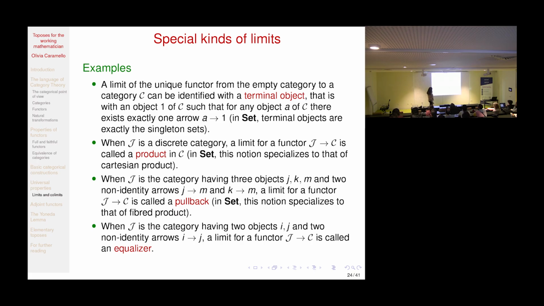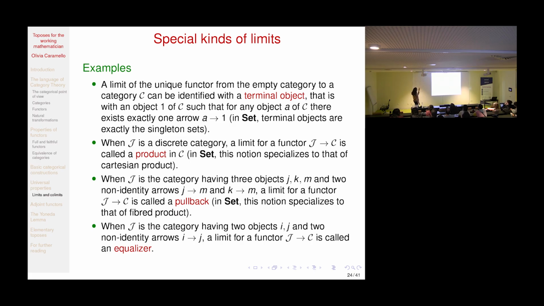And what are such cones that are universal? They correspond to the so-called terminal objects. So an object is terminal in a category if for any object of the category there exists exactly one arrow from that object to it.